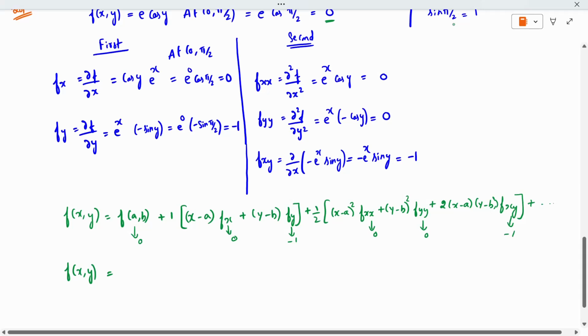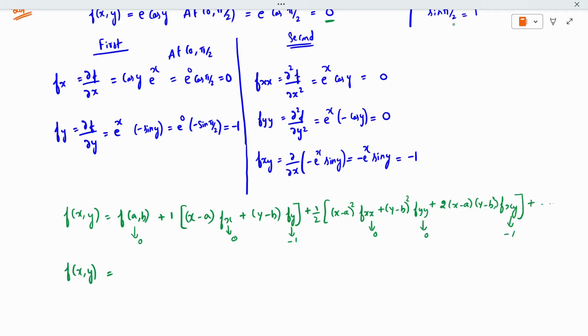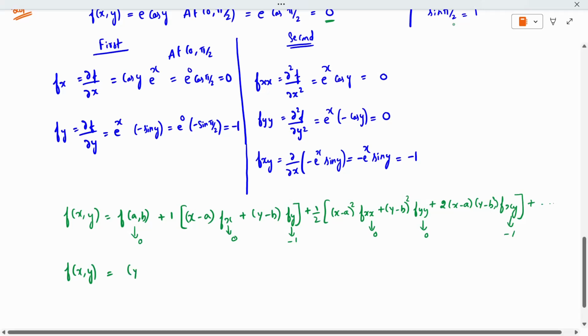This also 0 in this. B is nothing but pi by 2, so it's y minus pi by 2 into minus 1. In this 1 by 2 into both are 0. Only this term I will get. Already 2, so 2 into x only I will have it: x minus 0, here A is 0. B is y minus pi by 2, into minus 1.